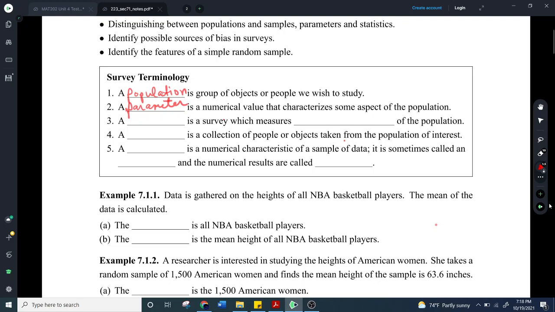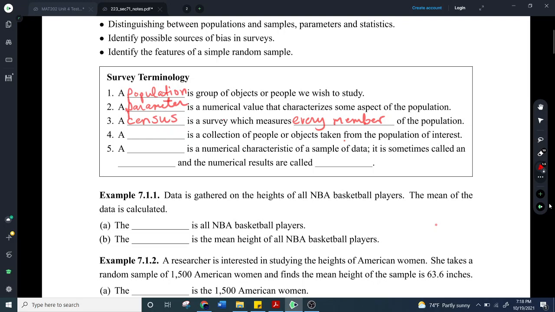The next term here is called a census. So a census is a survey which measures every member of the population. I know you've heard the term census. We just did a census last year in 2020 in the United States. We do a census every 10 years. So a census is where we attempt to measure every person in the population. We try to go out and gather data on every single person in the population. Generally, that's very hard to do.